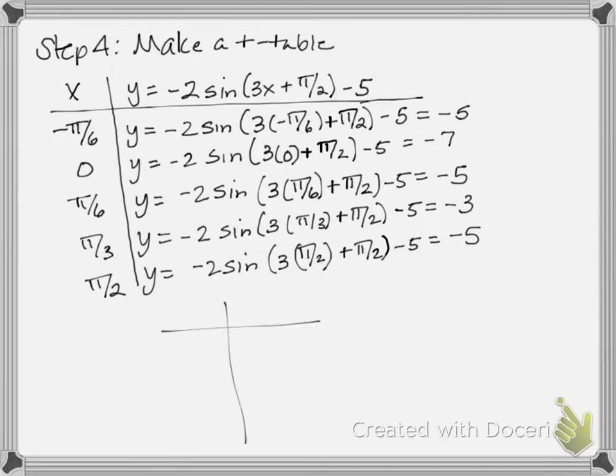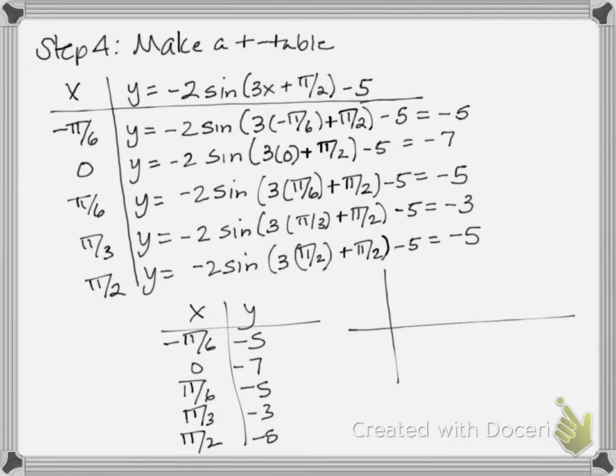So the condensed part of my t-table is going to be: at negative pi over 6, I'm going to plot negative 5. At 0, I'm going to plot negative 7. At pi over 6, I'm going to be at negative 5. At pi over 3, I will be at negative 3. And at pi over 2, I will be at negative 5. And I'm going to apply negative pi over 6 here, and then I have 0 at the origin, then pi over 6, pi over 3, and pi over 2.